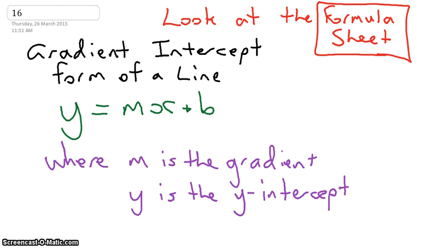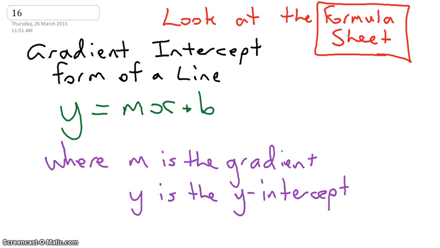Alright, so everything on here is on the formula sheet. That's what it says. So everything here is on the formula sheet. The most important thing is that you're able to understand what they all mean. Now, do you guys remember that m is the gradient? I mean, it's on there.